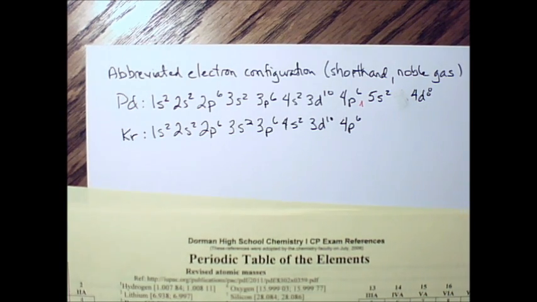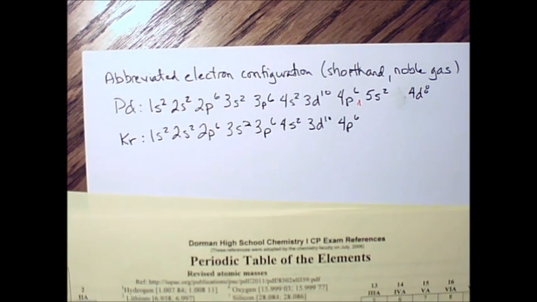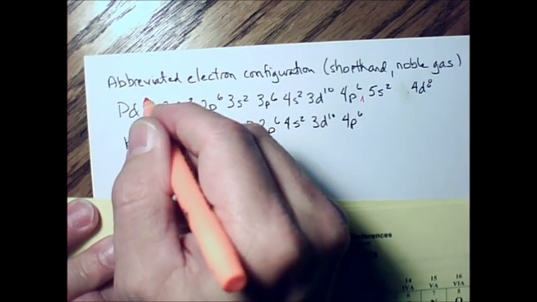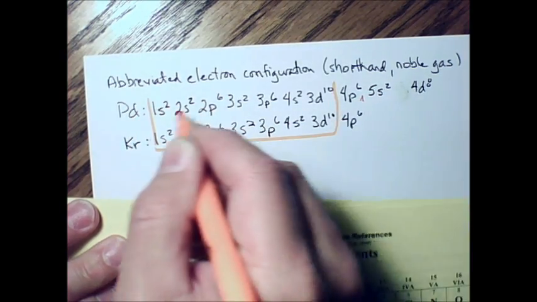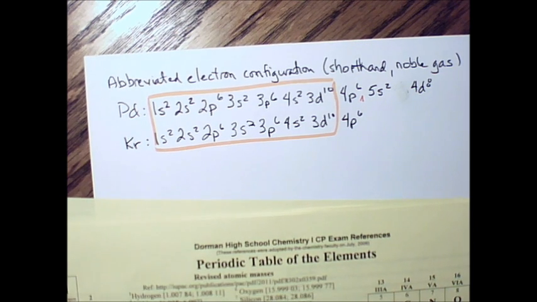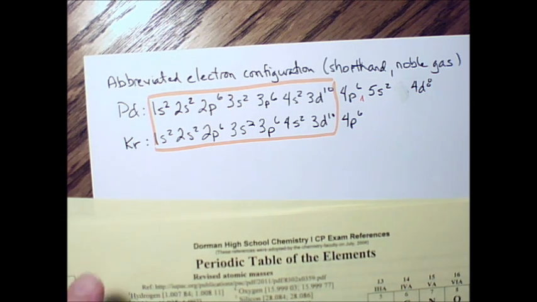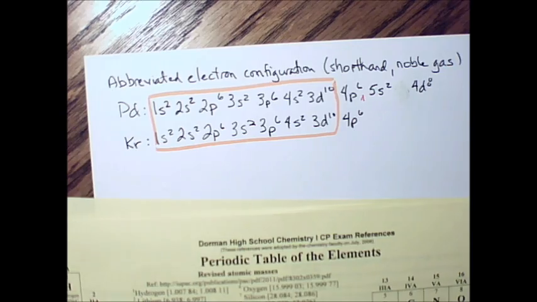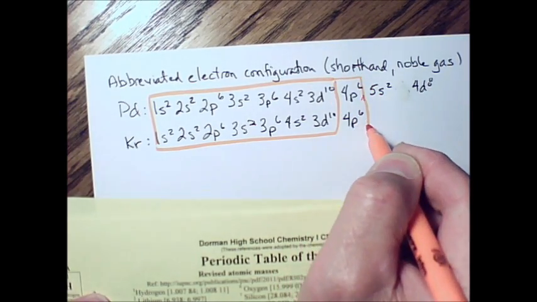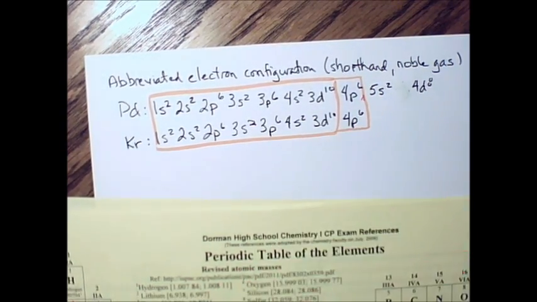So if we were writing just the electron configuration of Krypton, it would look like that. Can you see that all this stuff in there looks the same? That part's the same? Does that make sense? Up to this point, I'm sorry, actually I should include 4p6. I don't know why I stopped there. Up to that point right there, everything is the same. Right?